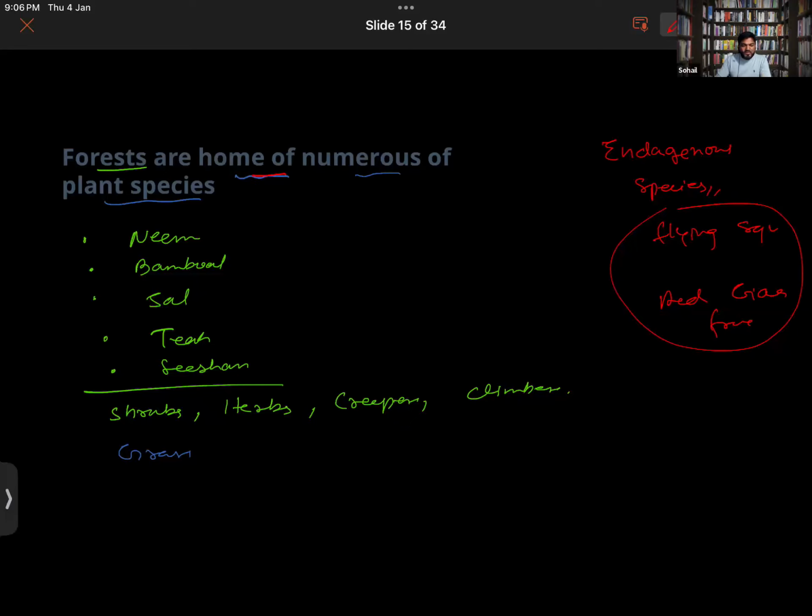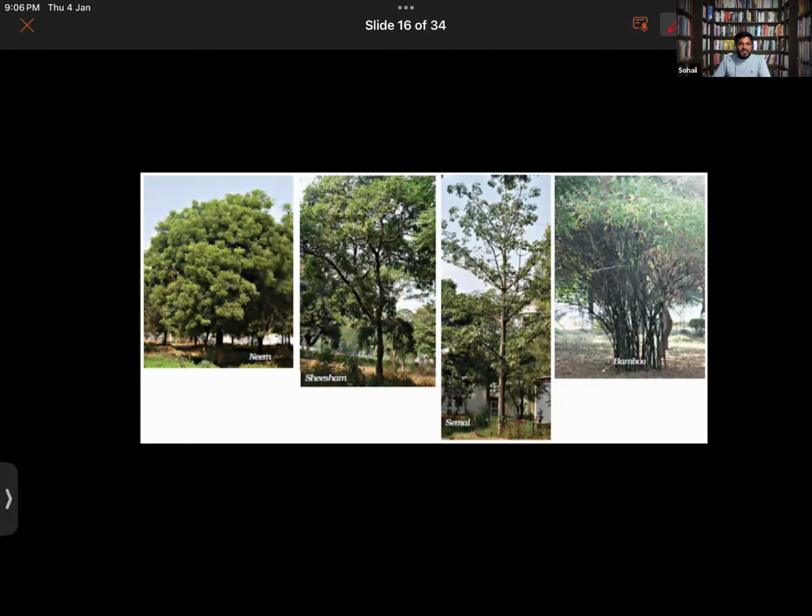Another interesting thing about the forest is that no one goes there to plant them. The forests grow by themselves. Now, if you were to look at the forest, you will find trees of different shapes and different sizes. Here you can look at the neem tree, shisham, simal, and bamboo. These are different types of trees.